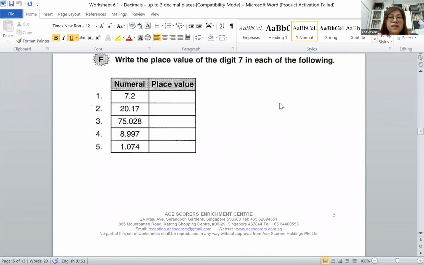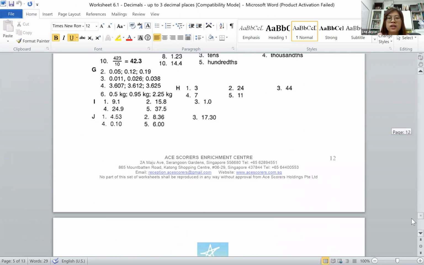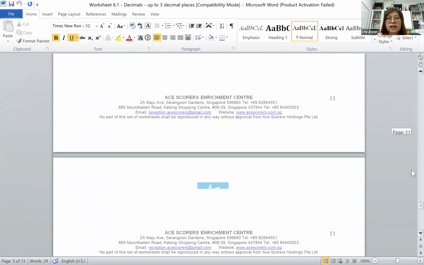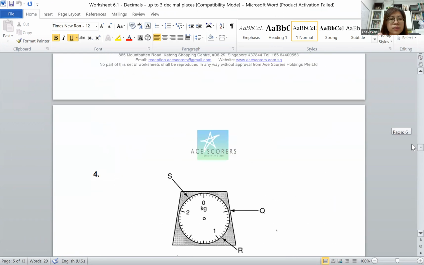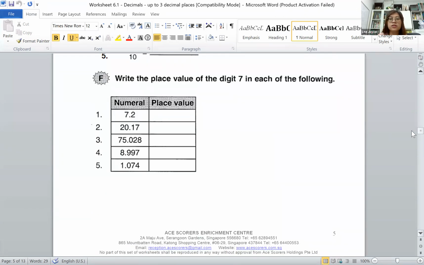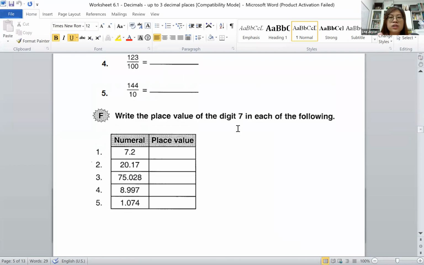So you're going to write the place values of the digit 7 in each of the following. So what do you mean by the place value of each digit? The place value is referring to the place such as ones, tens, hundreds. If the digits are after the decimal point, then it will be termed as tenths, hundredths, or even thousandths, with a th at the back. Right, so each of you have a chance to tell me the answers.